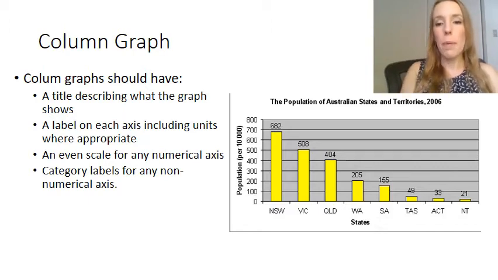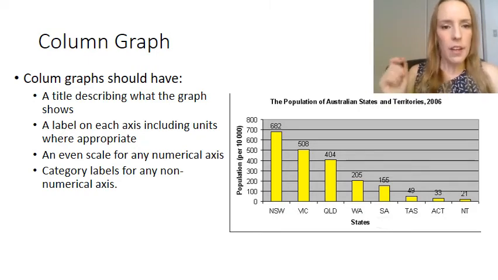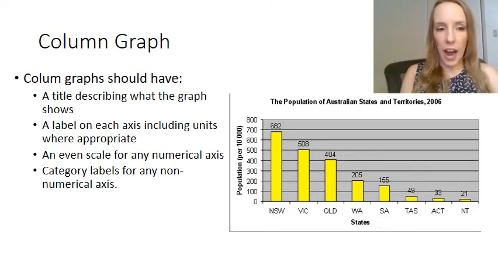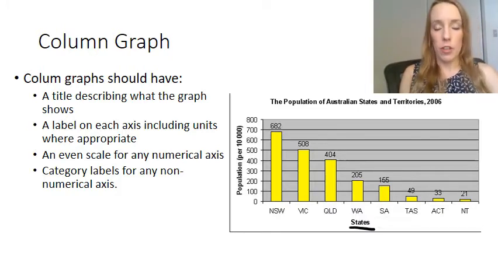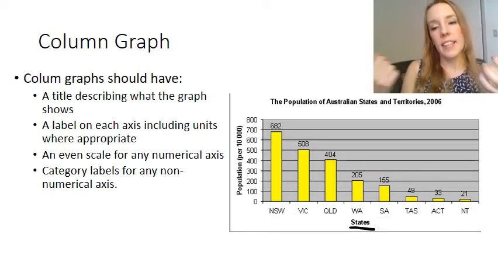So for instance, the population of Australian states and territories, 2006. That doesn't leave anything to the imagination. It tells you exactly what that graph is about. That graph shows the population of Australian states and territories in 2006. It also has a label on each axis and units where appropriate. Down the bottom, it's categorical data, so there's no units needed, and it's states.